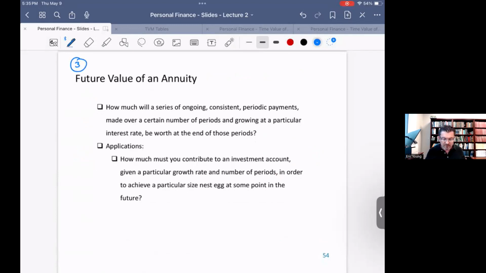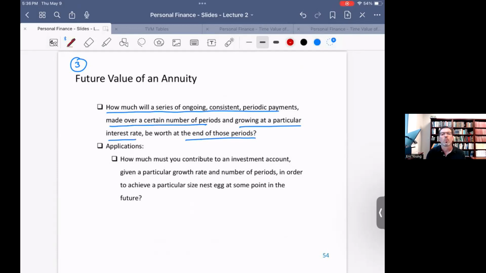We're moving on to the future value of an annuity. What we're asking is, if you make a series of ongoing consistent payments over time, how much will that series of payments, made over a certain number of periods and growing at a particular interest rate, be worth at the end of those periods?